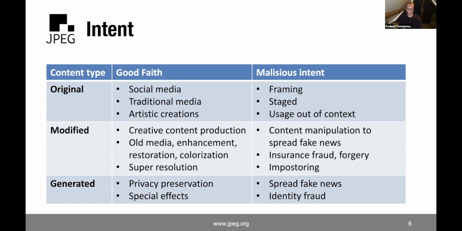So for the original content, for example, typically we share this content via social media. It's used in traditional media, in newspapers or online news websites. And photography is also an art, so they are also artistic creations. But at the same time, even with original content, you can frame a message. For example, since a photo is a 2D projection, you can play with the lens to make an object appear bigger or appear smaller, for example.